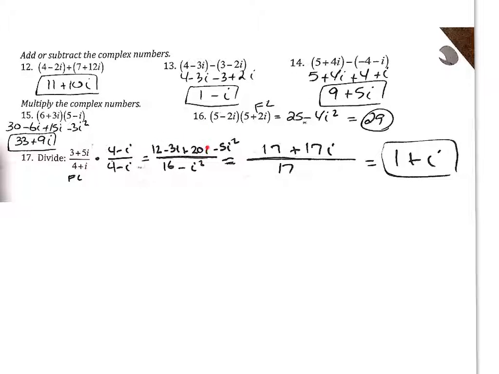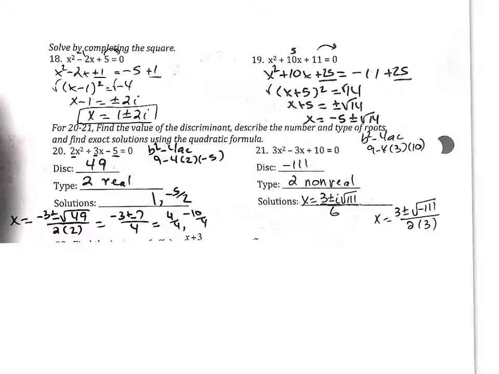Combine your i's. Negative 3 plus 20 is 17i. And then remember, i squared is negative 1, which changes the minus i to positive i. 12 and 5 is 17, so I have 17s everywhere, so I just cancel the 17. 17 goes into 17 one time, and those 17s cancel.